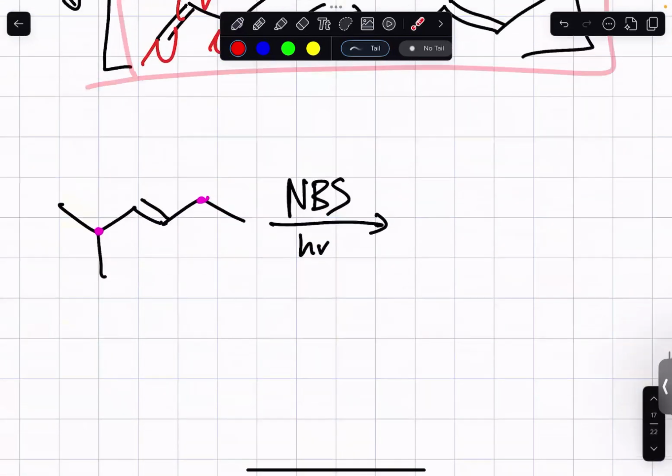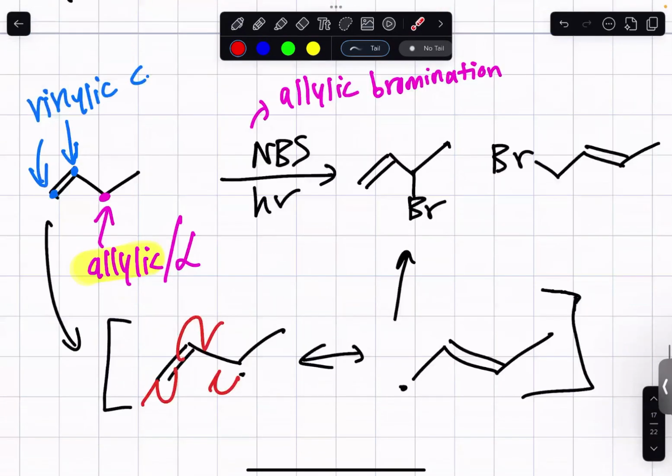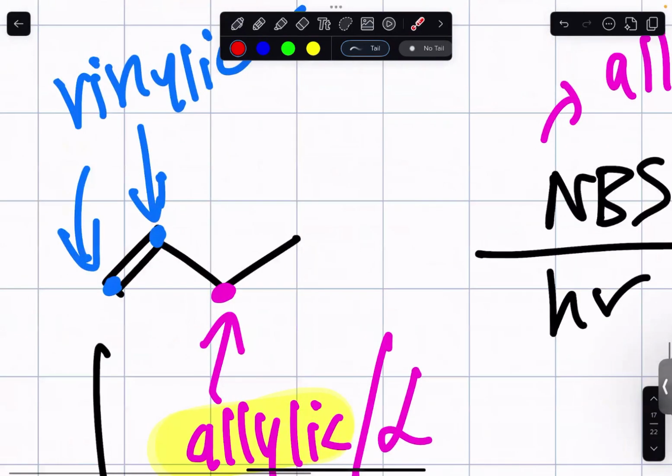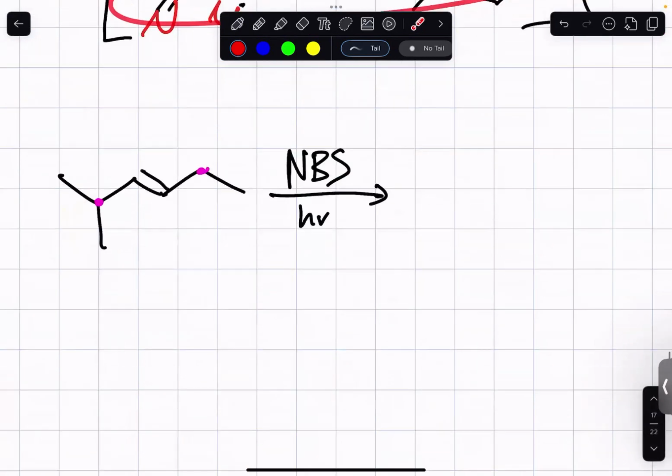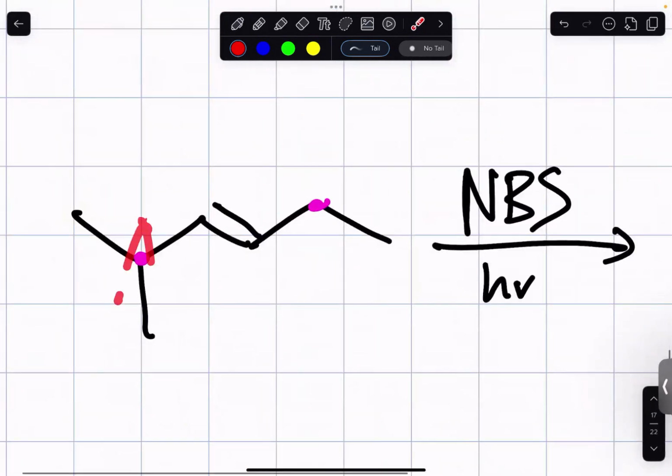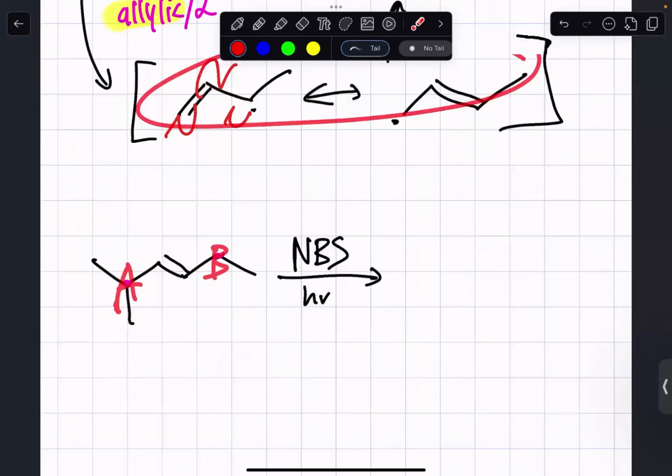Okay. Now, if in this reaction I gave you only one allylic position to worry about, which gives us only one resonance set, in this case, let's say this is carbon A, carbon B. Where would the radical be more stable? A or B? A, yes. Okay.